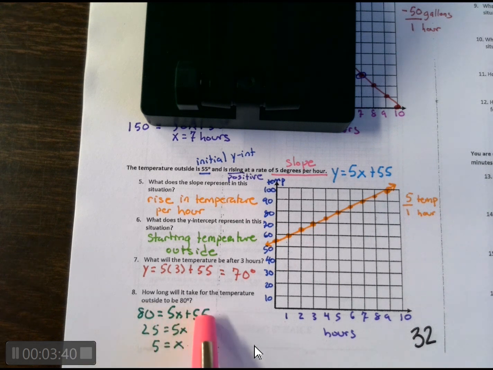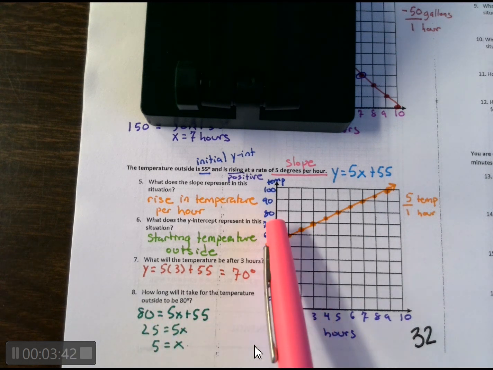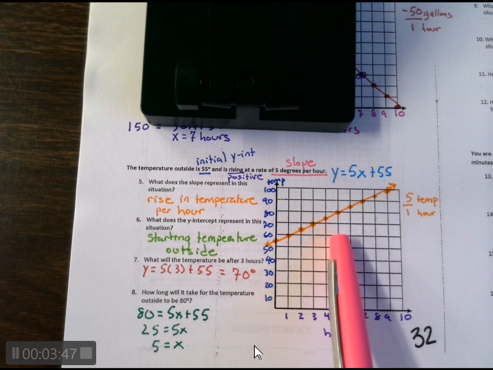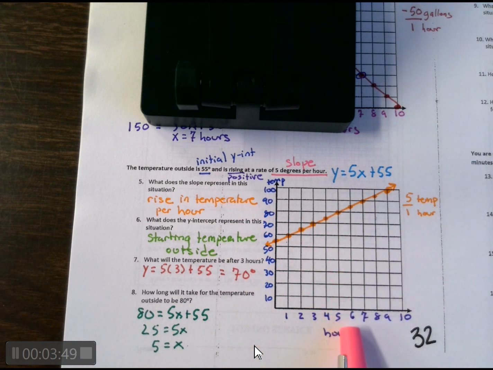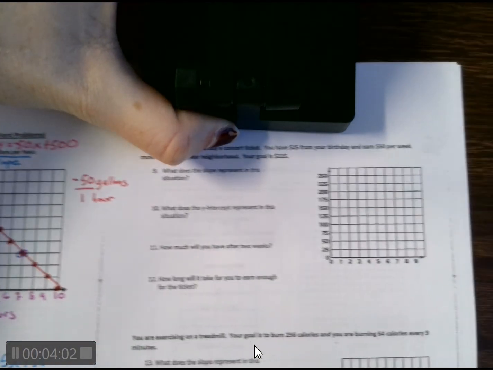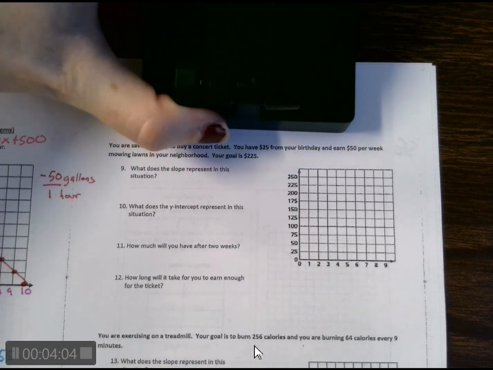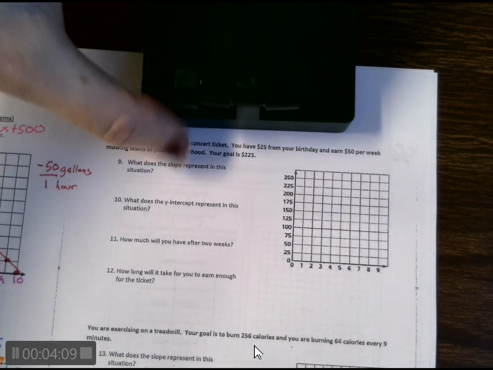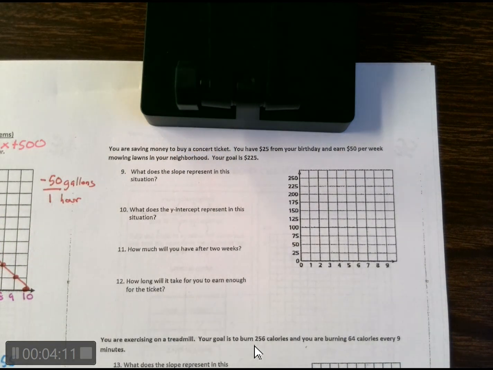And then for how long will it take the temperature to be 80 degrees? Well, we would go to 80 degrees and go over to our graph to this point. And then we would go down to see, hey, look, that was 5 degrees. Or sorry, 5 hours. So we know we did that one correct as well, okay? So that's a great way to check your answers. Alrighty, so now we are going to do number 9 together, and then I'm going to have you guys do the next one by yourselves, okay?